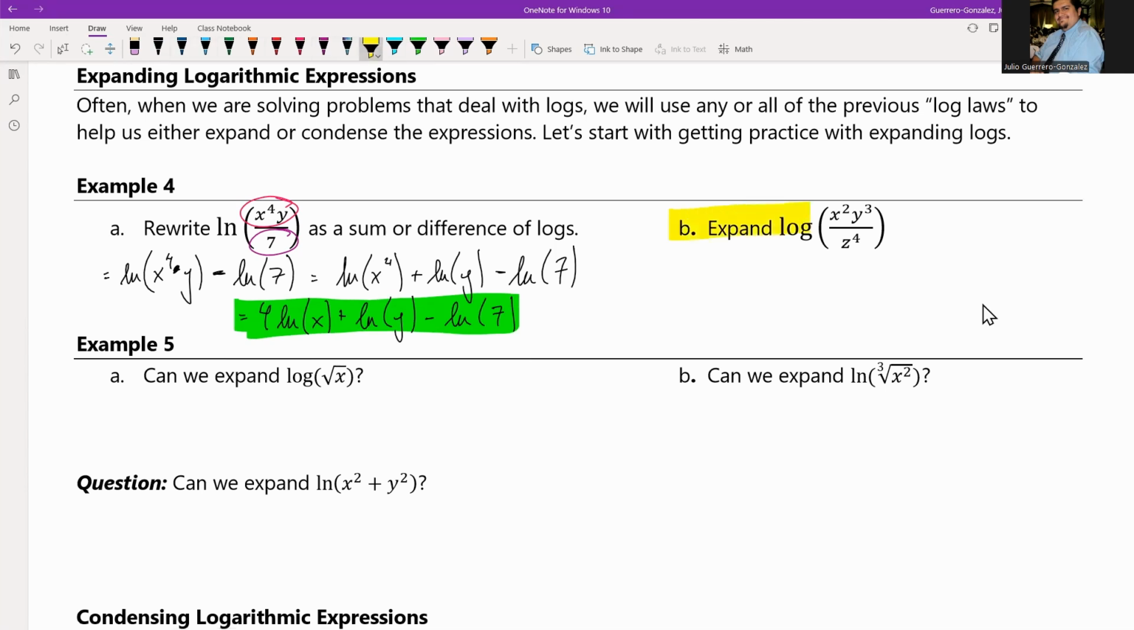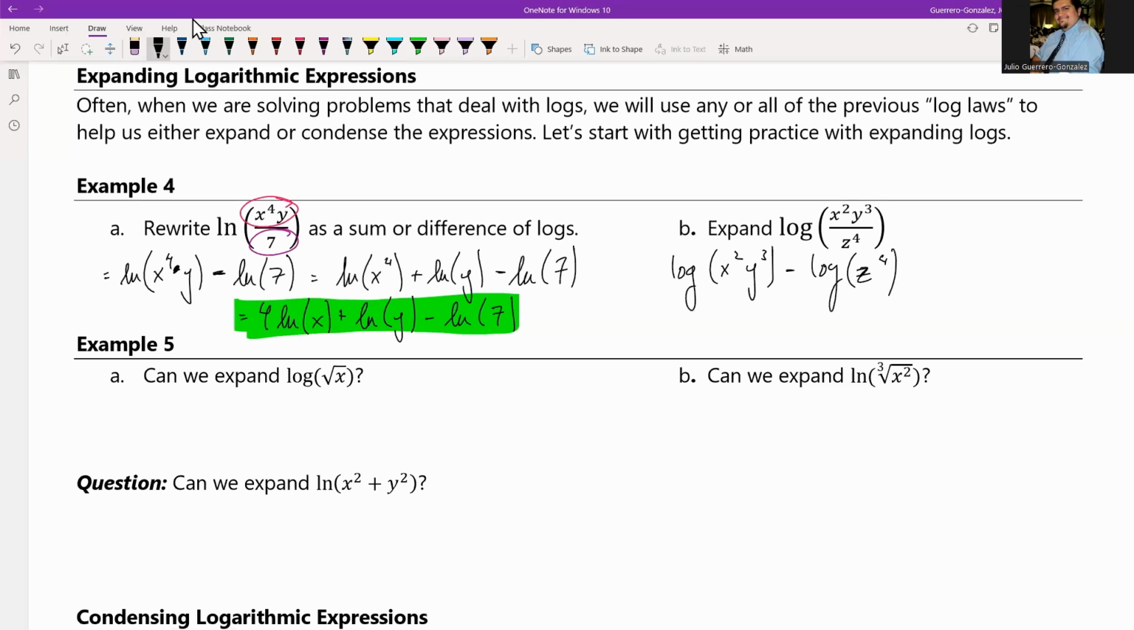It works with any type of log, right? So in the previous example, in example 4a, I was talking about a natural log. But the same rules work when you're talking about the common log or any other log for that matter. So then this is also equivalent to log of x squared y cubed minus log of z to the fourth.